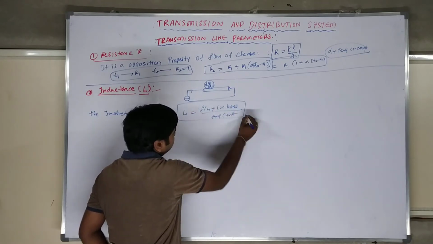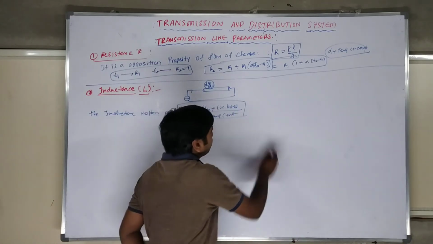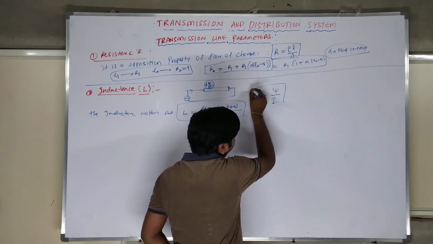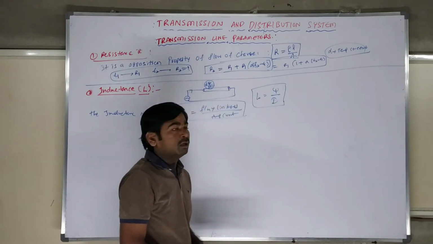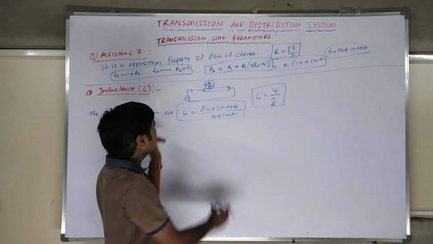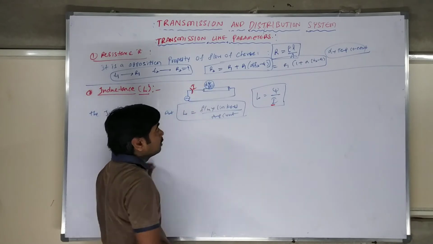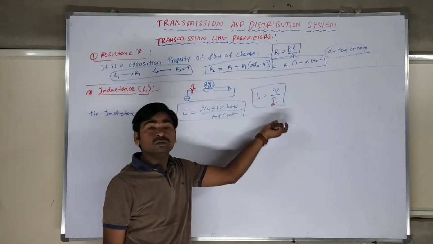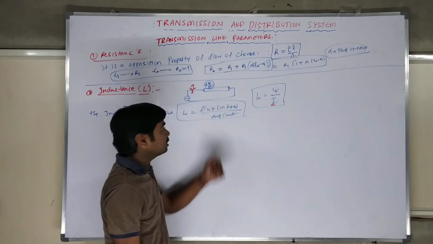Flux linkages per ampere of current. Nothing but L is equal to flux linkage per ampere of current. Whenever current is flowing through the conductor, how much flux linkage will take place per ampere? Flux linkages per unit current is nothing but inductance.